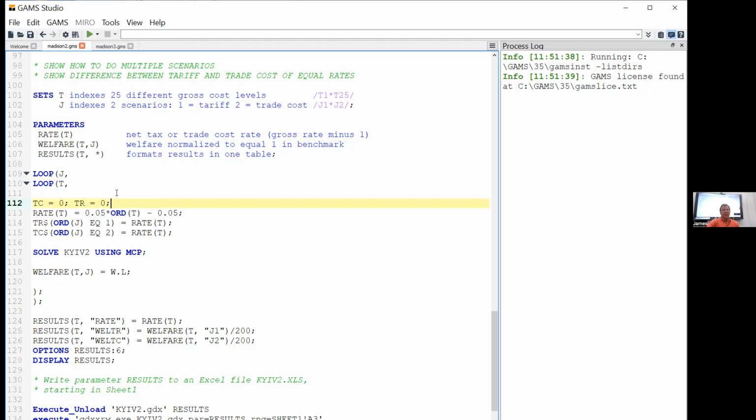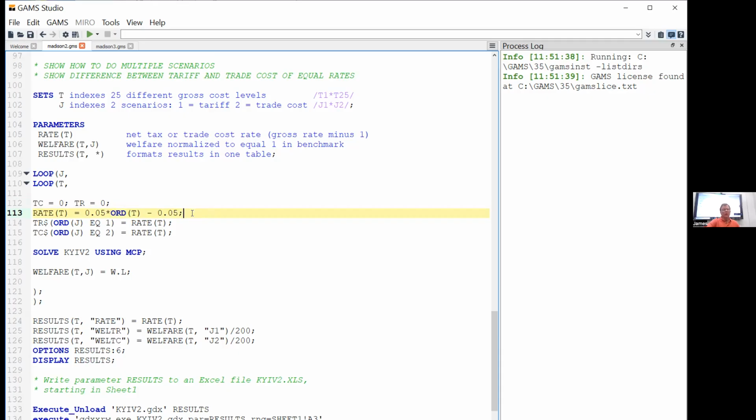When you make a new pass through the loop, set them both to 0. This is important because otherwise parameter changes are carried forward if you don't set them back to where they should be. And this then sets this rate equal to 0.5 times the ord of T minus 0.5. So the first one is 0.